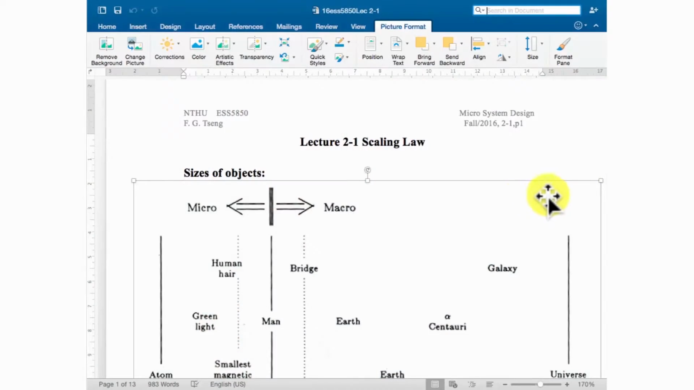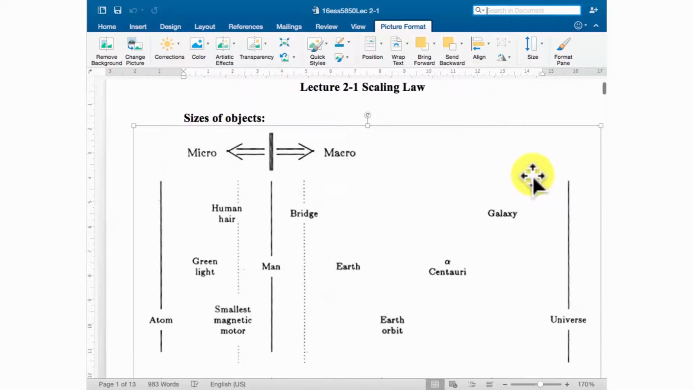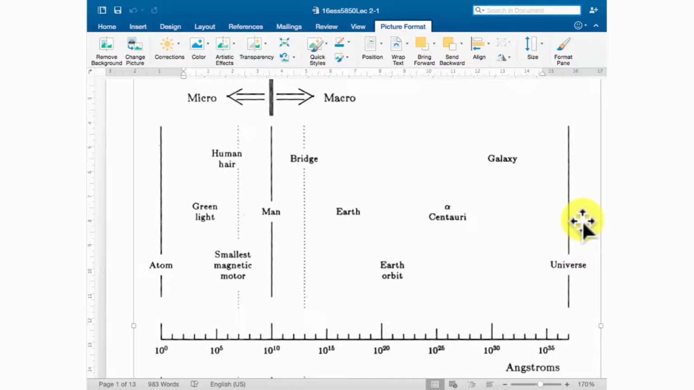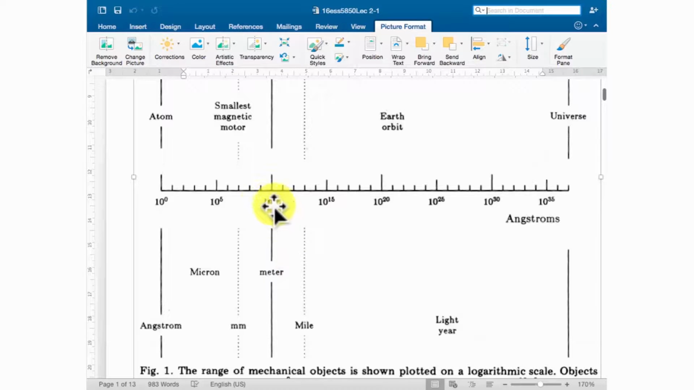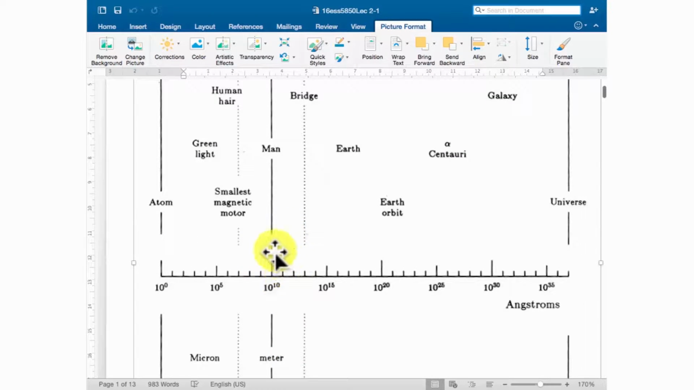Okay, so before we go to that detail, we can take a look at this table. This table is talking about the different scales, ranging from very small scale to large scale. So the human being is at the center, so we call it the meter scale. Okay, so the meter scale is in 10 to the power 10 Angstrom. This kind of scale level. Okay, it's here.